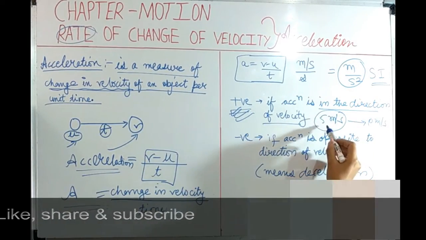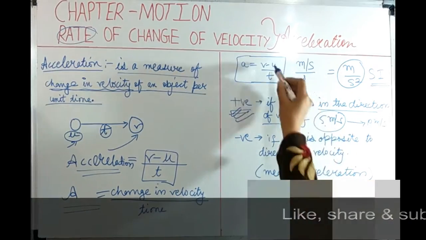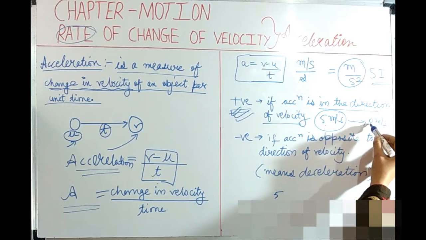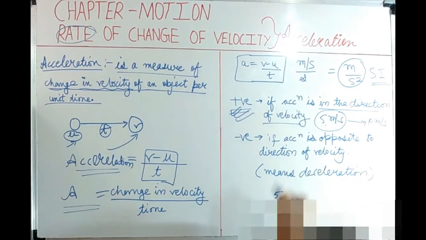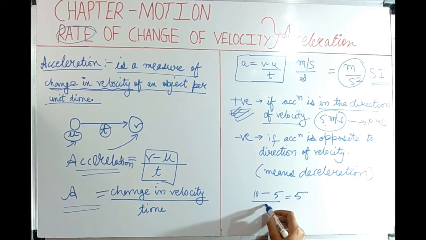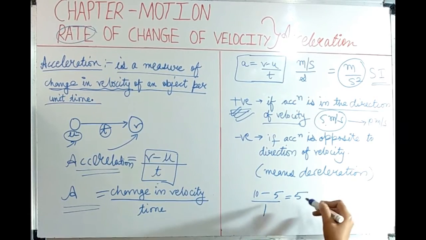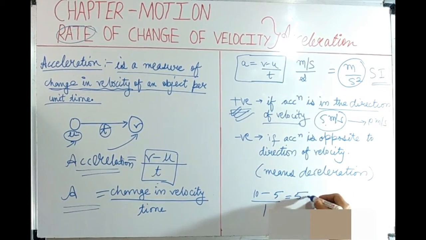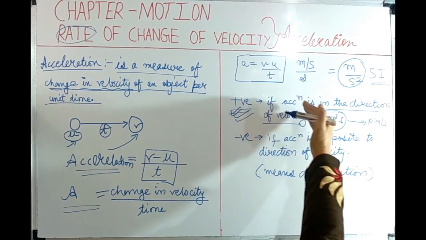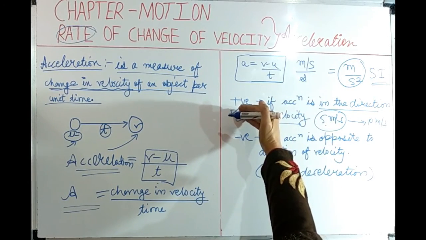You can put these values here and you see that acceleration is coming positive. Initially the object is moving with 5 meter per second, that means u is 5. Then the velocity becomes 10, that means v is 10. 10 minus 5 is 5. Let's say 1 second time is there, so the acceleration is coming out to be 5 meter per second square. Here we are getting the positive value of acceleration.